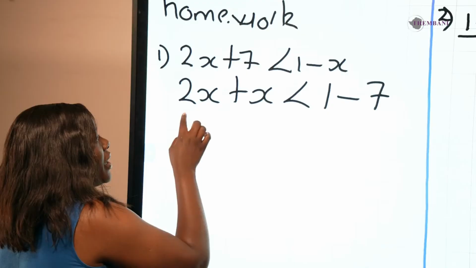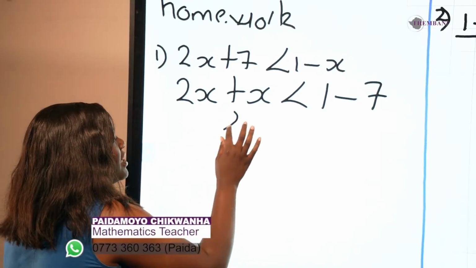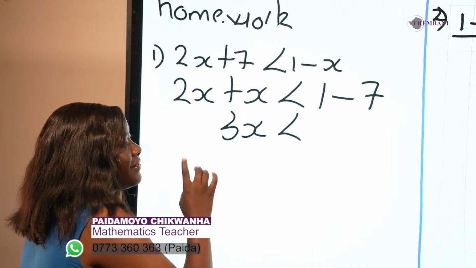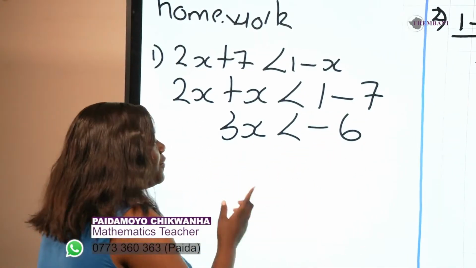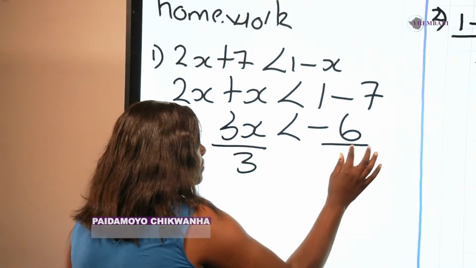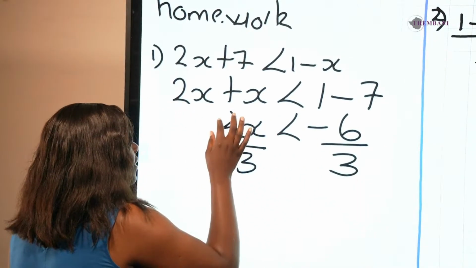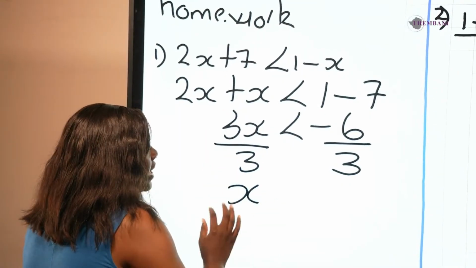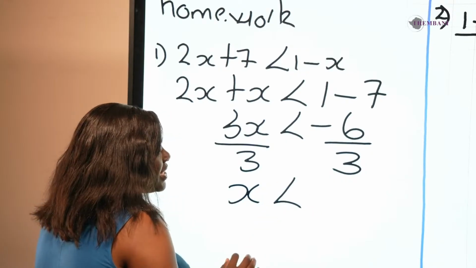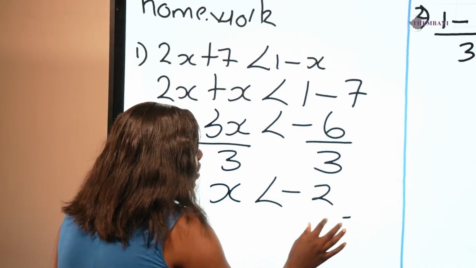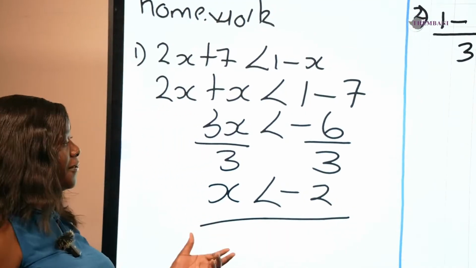So this means we have 2x plus x, which will give us 3x. Our 3x is less than 1 minus 7. We'll get a negative 6. Then for us to find the variable x, we divide both sides by 3. Then here, if 3 divides into 3, we remain with 1. 1 multiplied by x will give us x, and we are saying x is less than 3 into negative 6 will give us a negative 2. This will be our answer for the first question.